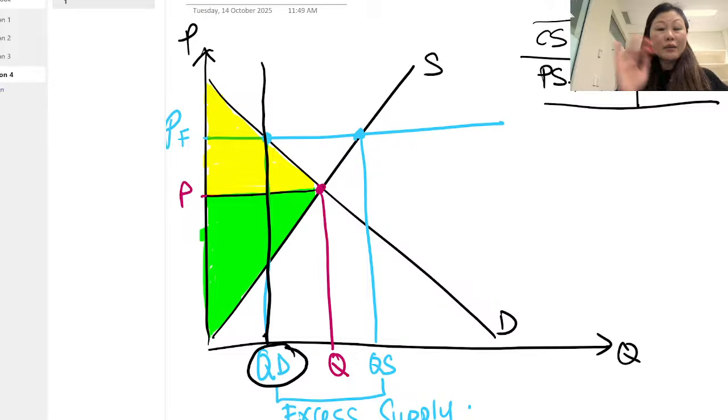Now, okay, now that we have all our little bits, we're then going to label them. We're going to label A, B, C, D, E. Now, you can label it whatever you like. That's just my labeling, okay? So we know that before the price floor, our consumer surplus is A plus B plus C. Our producer surplus is D plus E.